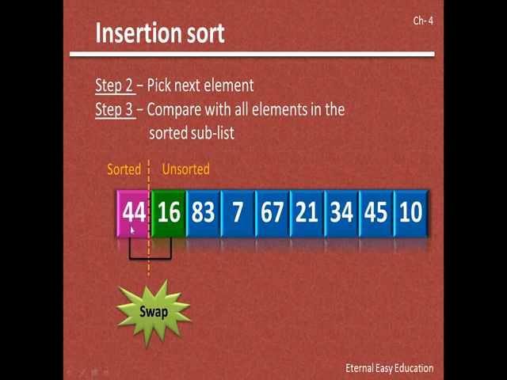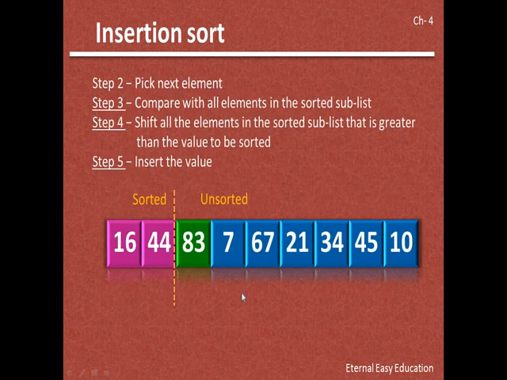Now it is having only one element, that is 44, and the next is 16. As 44 is greater than 16, swap the elements. So now it is 16 and 44. Pick the next element. Compare with all elements in the sorted sublist. Shift all the elements in the sorted sublist that are greater than the value to be sorted.